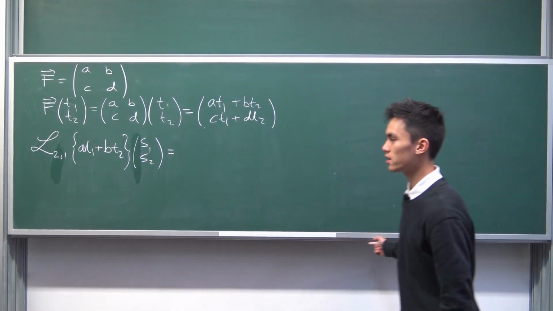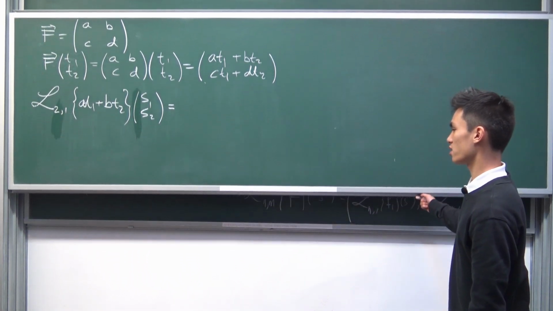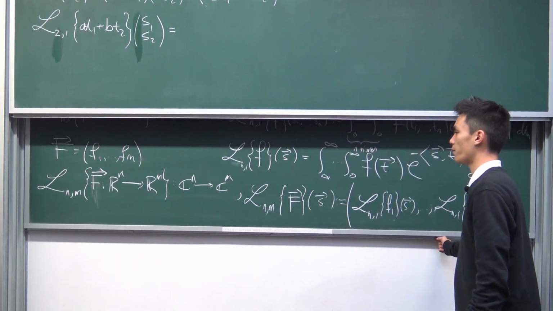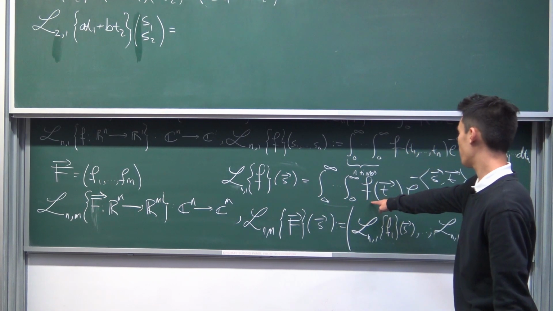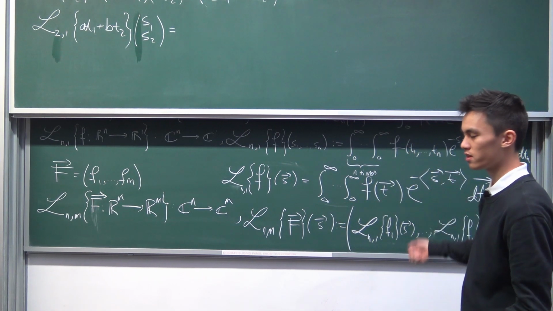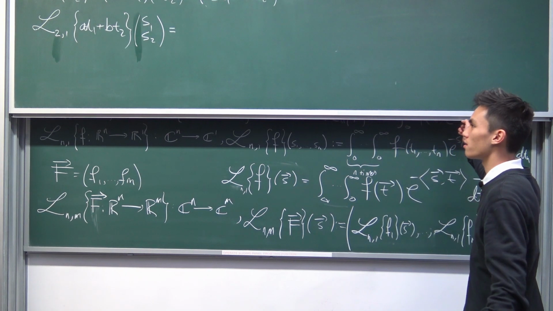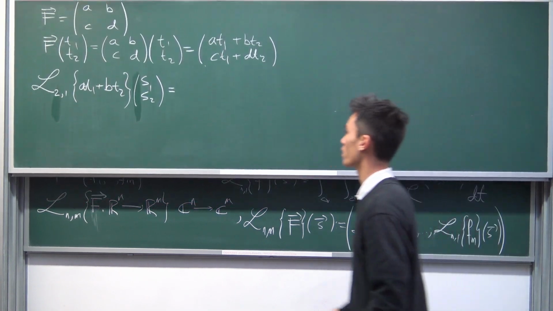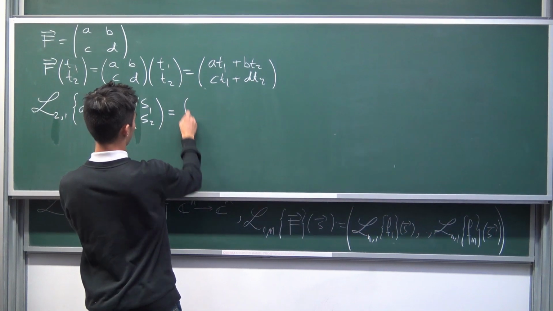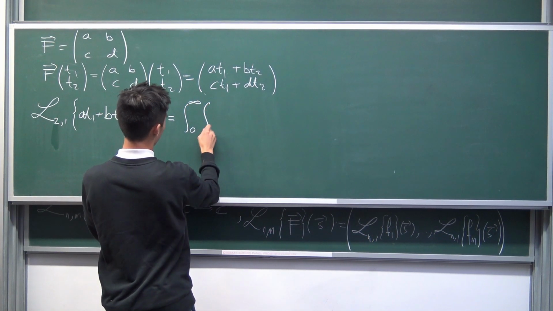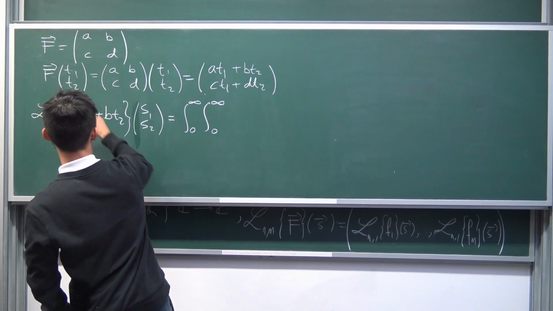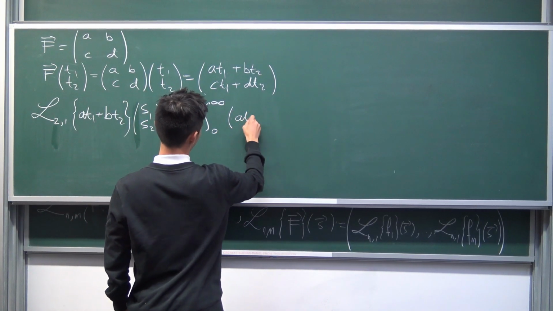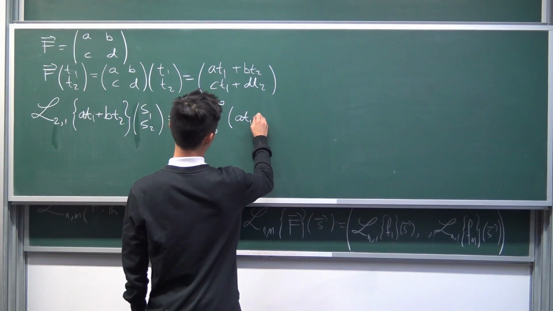Well, first of all, what is the 2 comma 1 Laplace transform? If we take a look at how we define it here, we need to have 2 integrals, and then we just have a function, and then e to the minus s1 t1 minus s2 t2. So let's do exactly that. We're going to have a double integral now: integral from 0 to infinity, integral from 0 to infinity. We have our function, which we have over here. So we're going to have a t1 plus b t2.